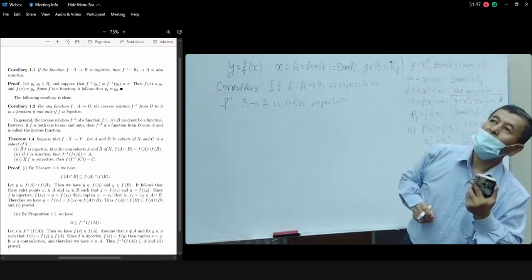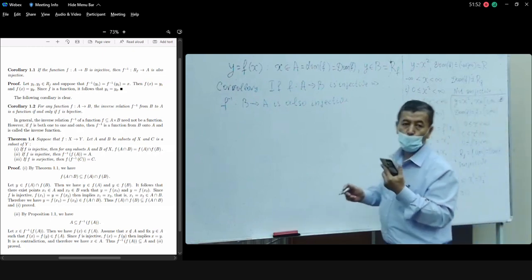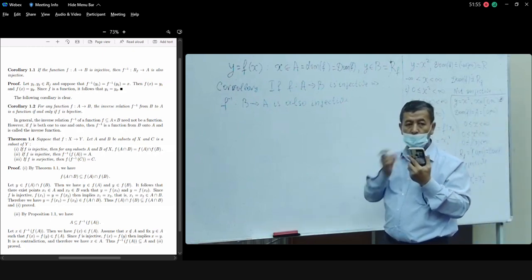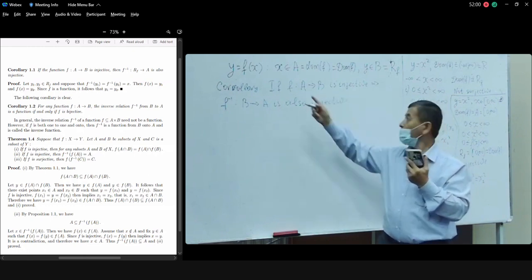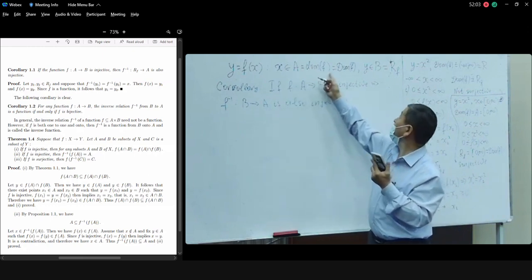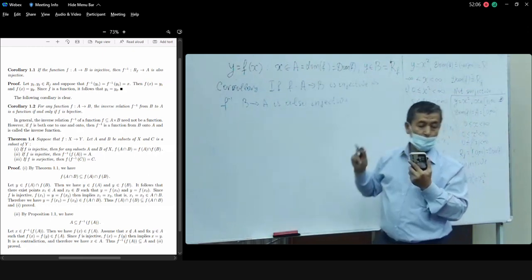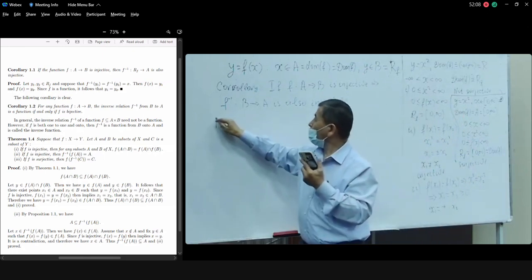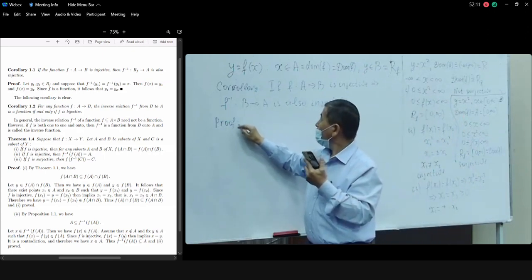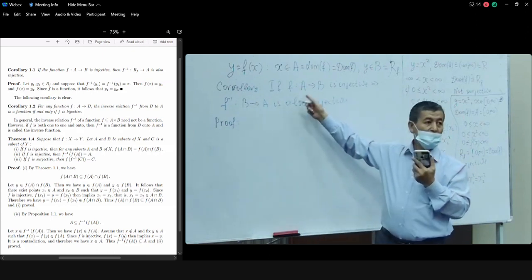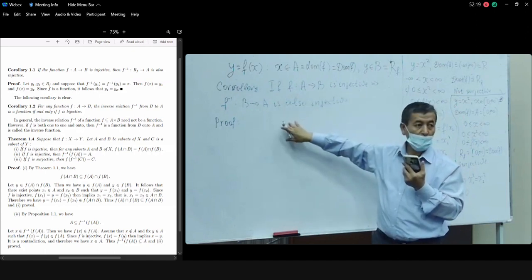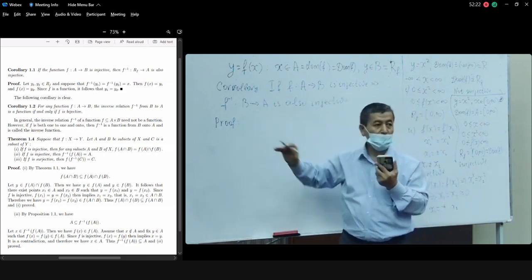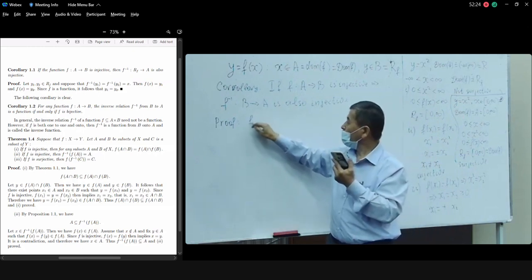How do we prove it? We take elements from the range of f. Actually here B is the range of f, and A is the domain. Here it is written. So for the proof, let's say f is injective. To show that f minus 1 is injective, I need to show this.